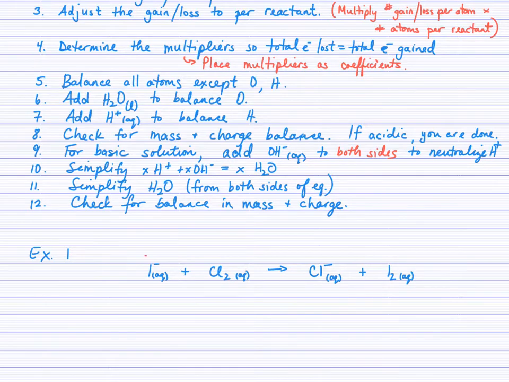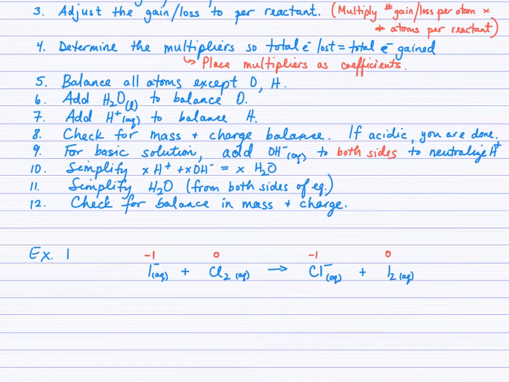Okay, so the iodide ion, a single atom ion, monatomic ion, the charge is the same as the oxidation number, -1. Cl2 is a diatomic element. Being an element, the oxidation number is 0. Chloride ion, charge of -1, oxidation number of -1, and elemental I2 gets an oxidation number of 0.